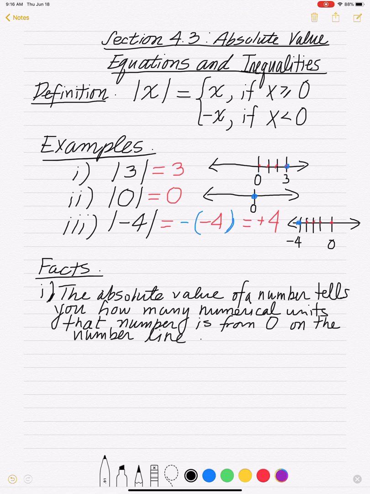Another important fact you'll notice is the absolute value is never negative. Notice in example 1, the absolute value of 3 was 3. In example 2, the absolute value of 0 is 0. Number 3, the absolute value of negative 4 is positive 4. Everything was always not negative. And that's because distances are never negative, right? So the absolute value is never negative. That's important, the absolute value. That's actually extremely important. It is never negative.